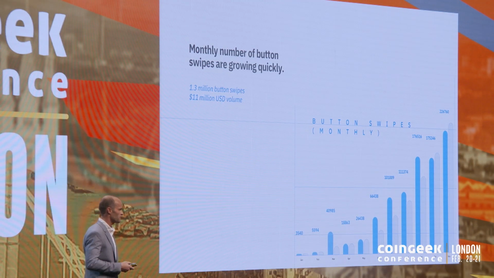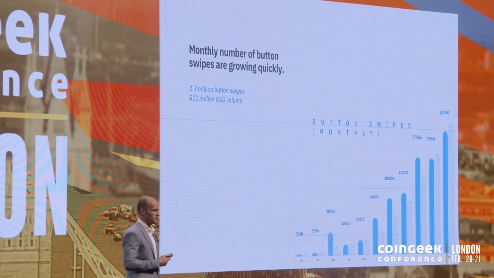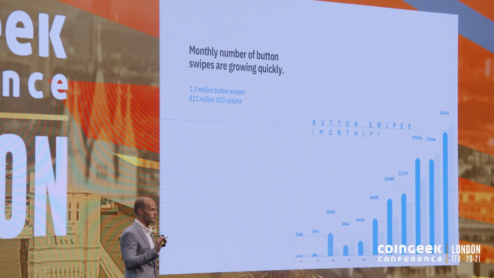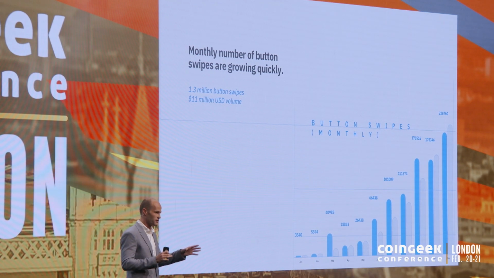So the number of button swipes is growing very quickly as well. This is from an end user perspective. We've had more than 1.3 million button swipes and more than $11 million in payments volume. So the average payment size is somewhere in the range of, I can't remember the figure right now, but it's somewhere in the dollar range, like $1 to $10 for the average payment size. Many of these are extremely small payments though. So many of them are genuine micropayments. We have lots of payments occurring that are less than 1 cent. And of course, there are a few payments that are very high. There's no upper bound for the payment size there.